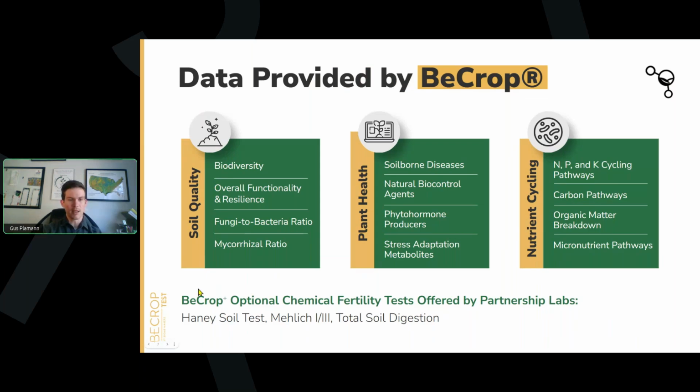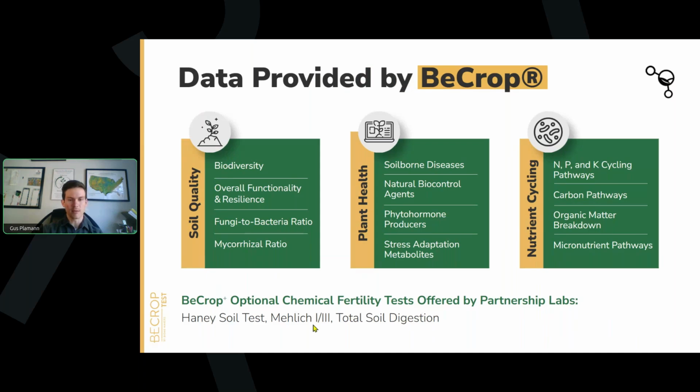And then additionally, BeCrop testing also offers optional chemical fertility tests through partnership labs, including the Haney soil health test, which gives a great biological lens to soil fertility and pairs really well with BeCrop testing to give a broader perspective on nutrient availability, soil respiration, and then of course the soil genomics data being the mechanisms behind some of those nutrient pools that the Haney test measures.